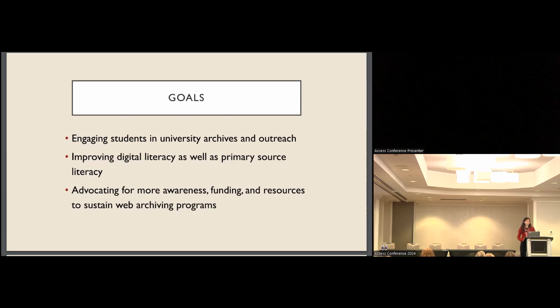And the third goal was advocating for more awareness, funding, and resources to sustain web archiving programs. Like I said, there's one full-time web archivist at NYU, and even that is major. There are a lot of university archives and libraries where web archiving is just one function of a regular librarian or archivist's responsibilities. So a lot of these places are under-resourced. And also, as we talked about yesterday, the Internet Archive has been experiencing cyber attacks and lawsuits. So as you know, it's a very fragile ecosystem that we're dealing with. So the more people that we can get to care about web archives, the better.